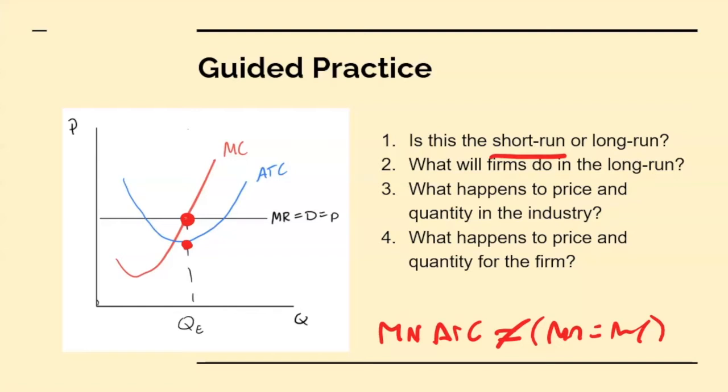But is this firm making a profit or a loss? Well, here, the ATC is lower than the price. So that means that this firm is making a profit. So what are firms going to do in the long run? Well, firms are going to enter into the industry or enter into the market because this firm is making a profit here.